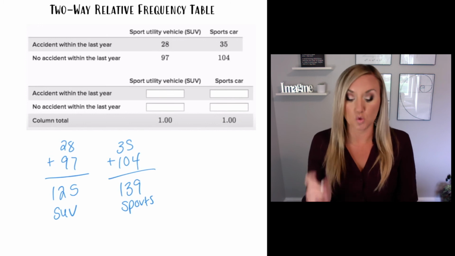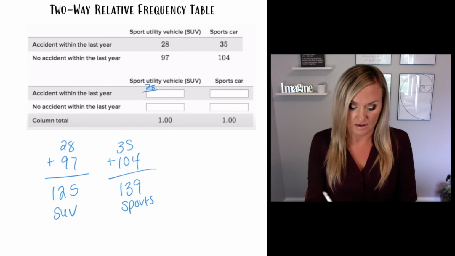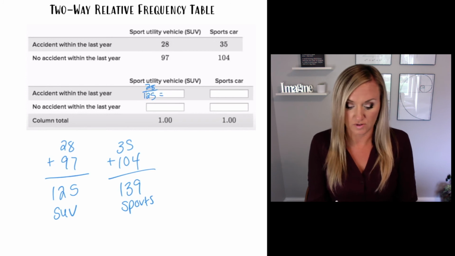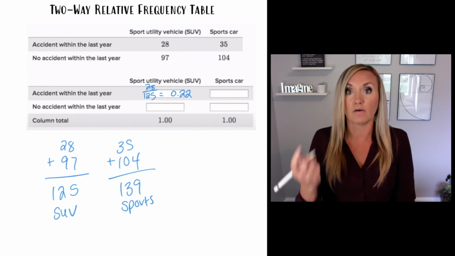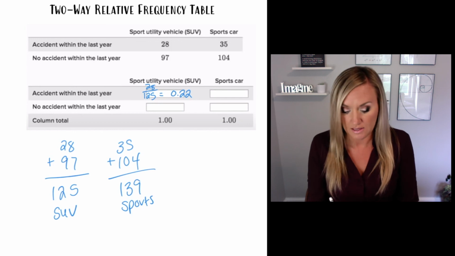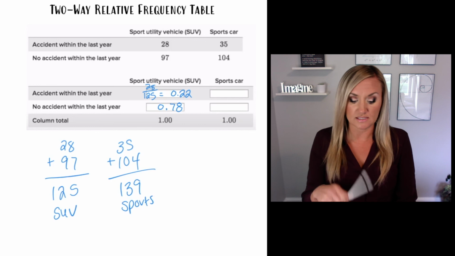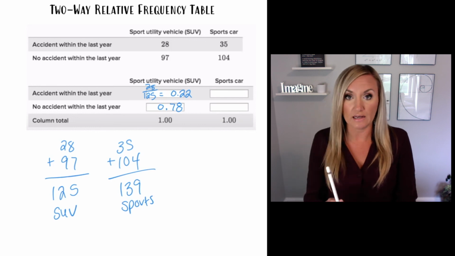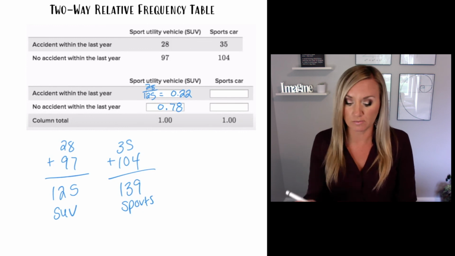Now we can turn them into a relative frequency table. So we can take the 28 out of 125, and within that box, that is where our proportion of 0.22 would go. All right, now likewise, let's do 97 divided by that 125, and that gives us 0.78. And notice it says column total, so when you're adding them up, it should equal 1, right? 100%. Good.